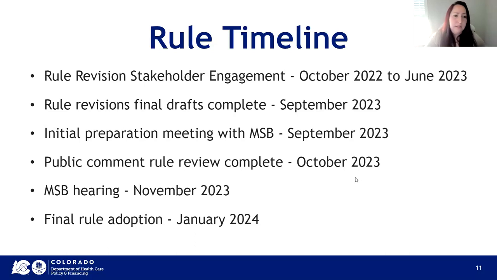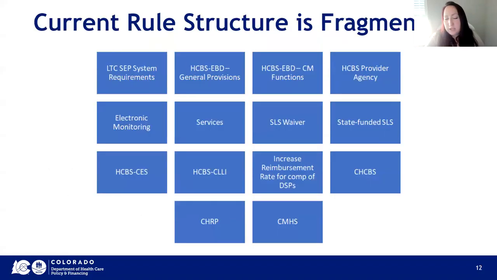Next slide, please. For anybody that is new to this meeting, this is basically what our rule structure looks like right now. It is just a very fragmented structure. As most of you know, it's kind of hard to find the rules that you need as they are scattered throughout, not just in one place. It's a little confusing. So our thought was that we would reorganize. Next slide, please.